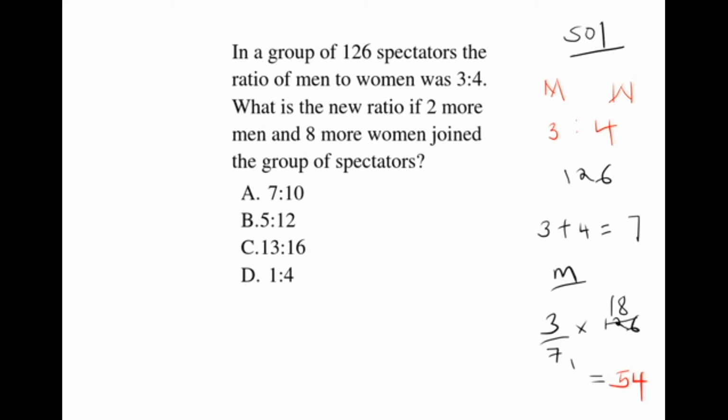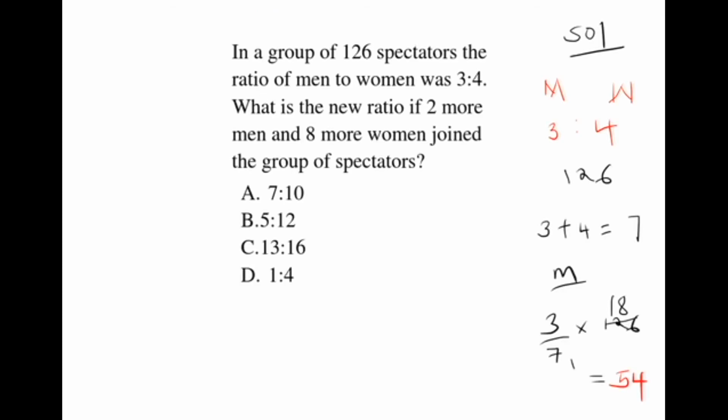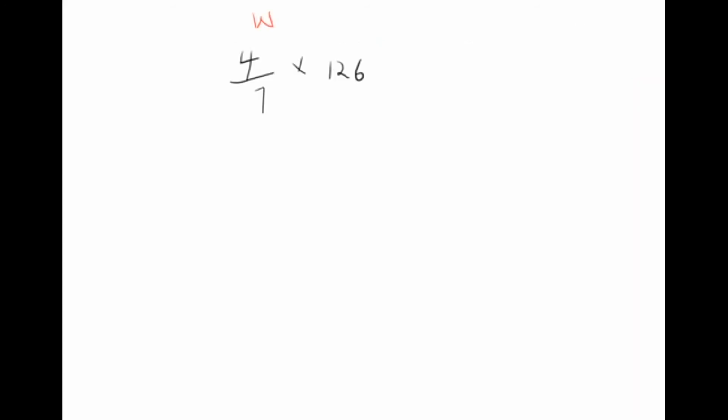Then let us get the number of women. The number of women here, we have 4/7 times 126. 4/7, this is what we have in the ratio. Then we have 4/7 times 126. Therefore, we simplify by 7, 1 by 7, 18. 4 times 18, we get 72. So we have 72 women.